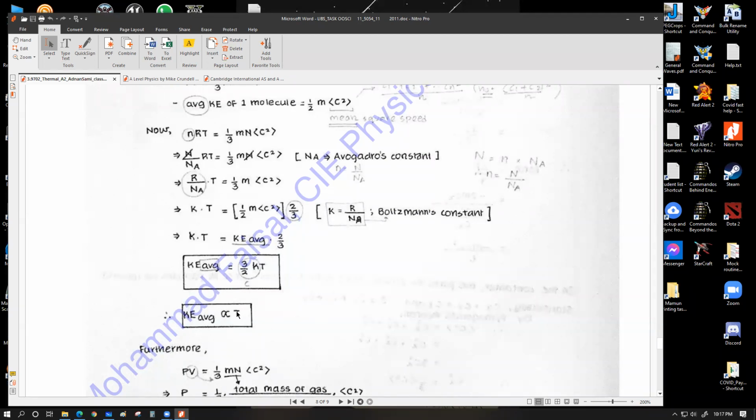You cannot write kinetic energy of molecules. You cannot write kinetic energy of one molecule. That would be even more wrong. You have to write average kinetic energy of the molecules, because that's the way it works.